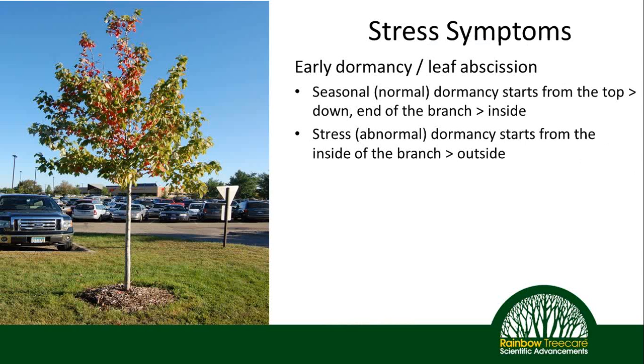You'll see this probably in about September, October, maybe earlier in some parts. But normal seasonal dormancy starts from the top of the plant and works its way downward. So top of the tree towards the root flare, and from the end of the branches, the branch tips, towards the inner canopy. Drought stress, however, is exactly the opposite. The dormancy will begin from the inside of the canopy and work its way outwards. So you'd end up with a plant that has potentially no leaves in the center or fall color on the inside of the canopy, and then it moves outwards.